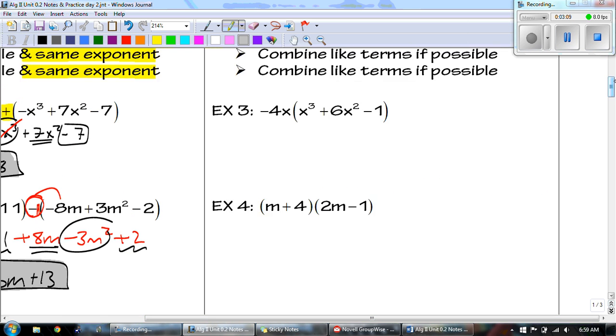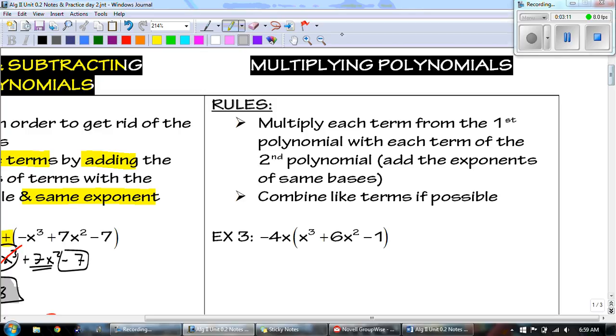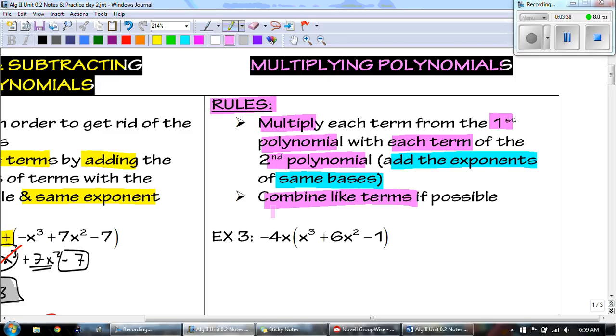Now, today what we're going to be talking about is multiplying polynomials. The rules: we need to multiply each term from the first polynomial with each term of the second. Something that people always forget to do is we have to add the exponents of the same base. And then once we're done with that, we check to see if we can combine like terms.